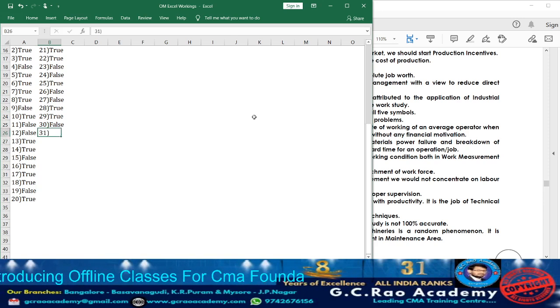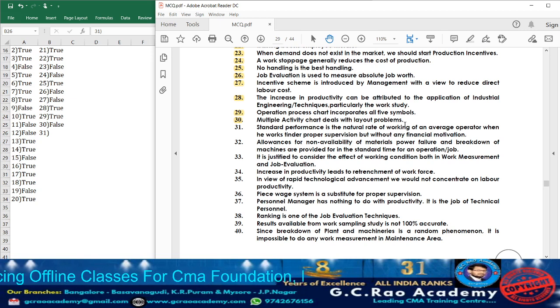Now let us move on to statement 31. What they are telling? Standard performance is the natural rate of working of an average operator when he works under proper supervision but without any financial motivation.